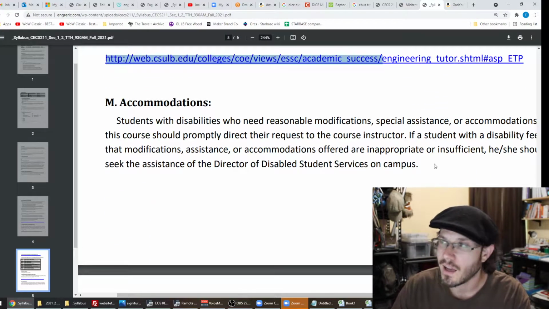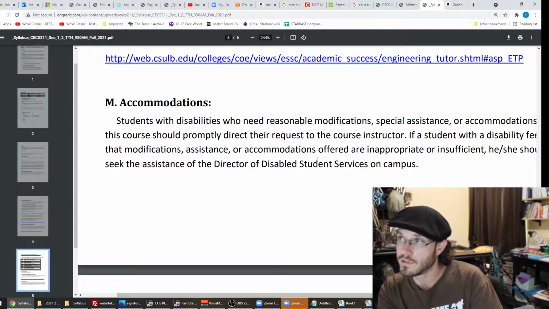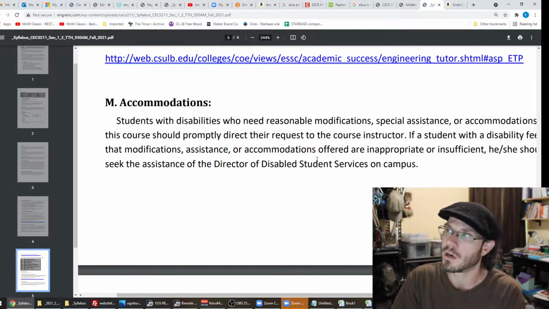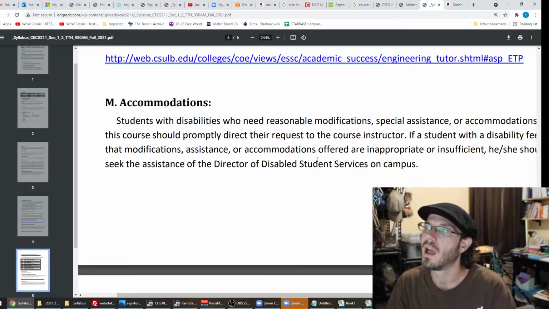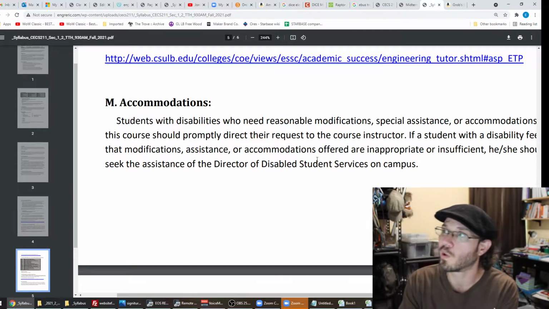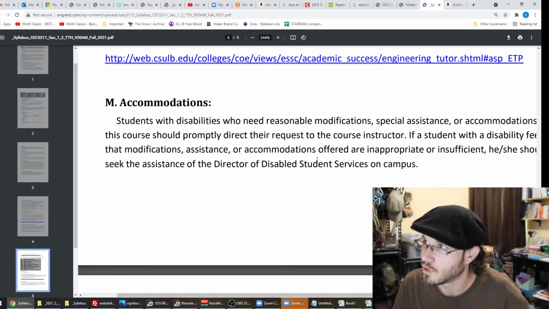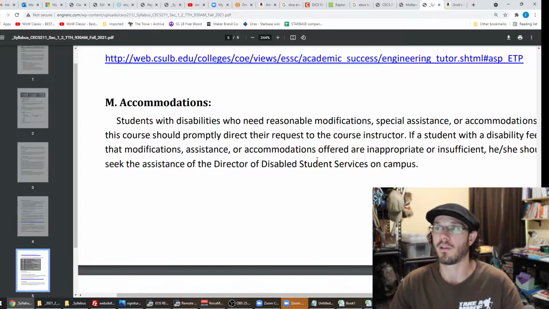Okay, accommodations. The Disabled Student Services, formerly Disabled Student Services, now called the Bob Murphy Access Center, can help. If you're having any type of learning disability or issue or need an accommodation, they are trained to deal with this and they will help you out with that.